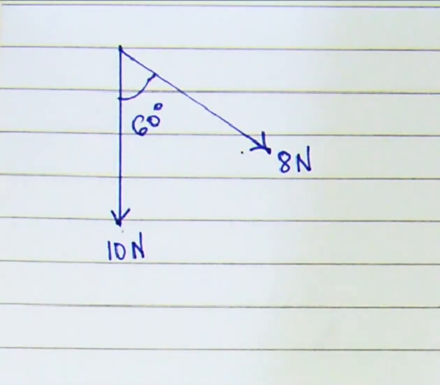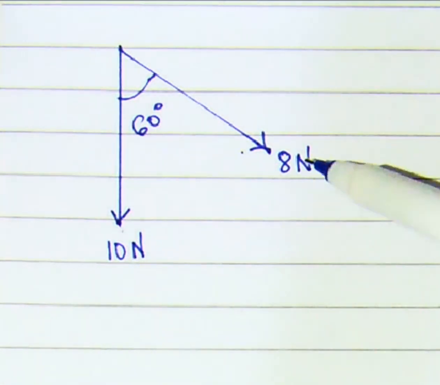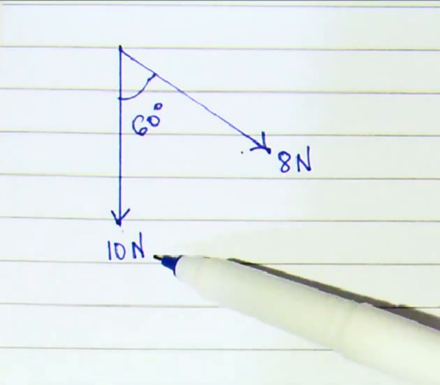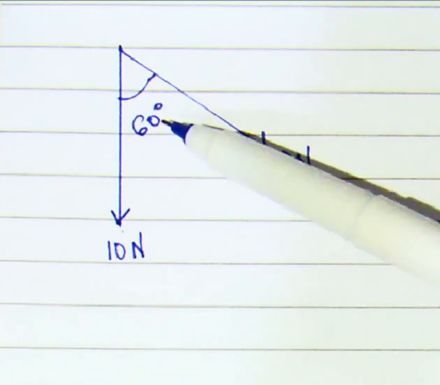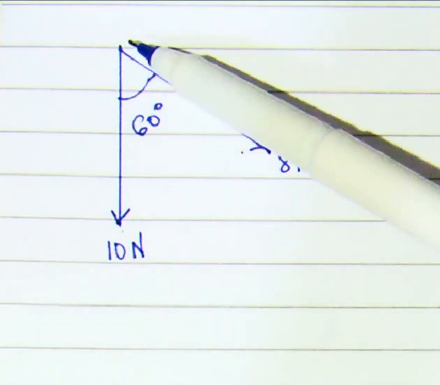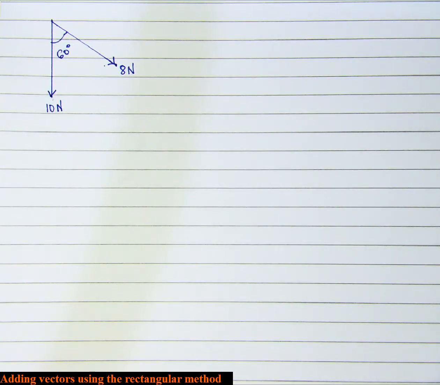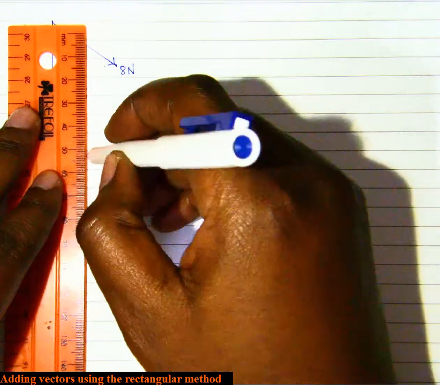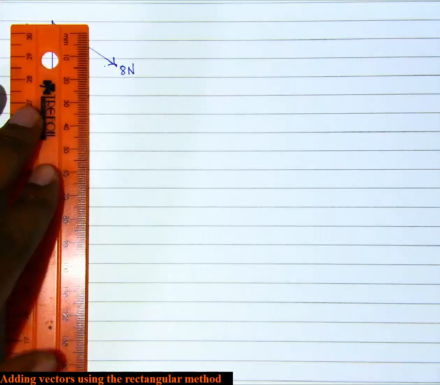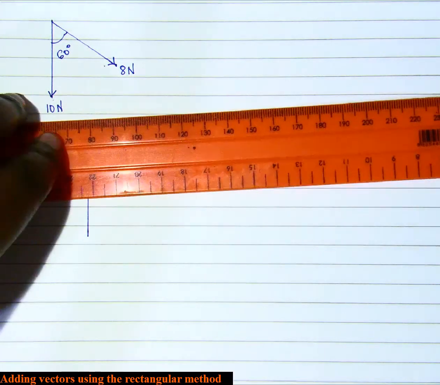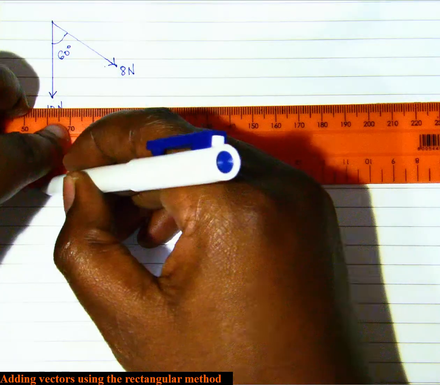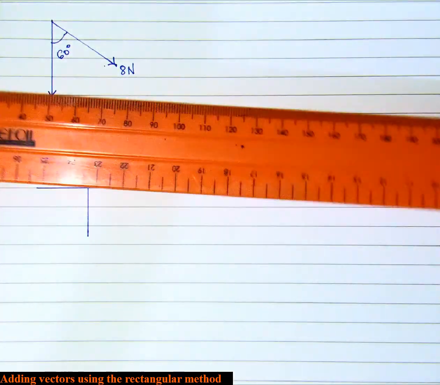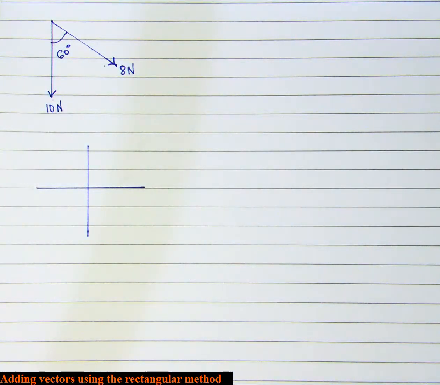Once again, imagine you have two vectors, an 8 Newton force and a 10 Newton force acting 60 degrees apart at a common point. The next step in the graphical method involves creating a coordinate axis and redrawing these vectors on that axis.